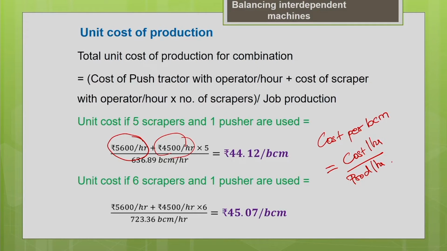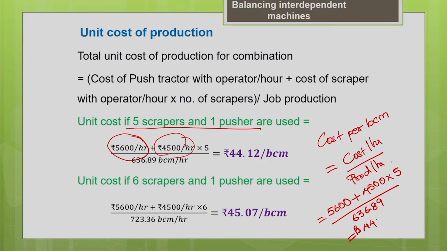So now let us estimate the cost per bank cubic meter for the case of 5 scrapers and 1 pusher. So the pusher cost is given as 5,600 per hour, scraper cost is 4,500 for 1 scraper. So we are going to use 5 scrapers, so multiply it by 5, divided by the hourly productivity for this combination, 636.89, that is 5 scrapers and 1 pusher. The productivity value is 636.89. Now the answer will be rupees 44.12 per bank cubic meter.